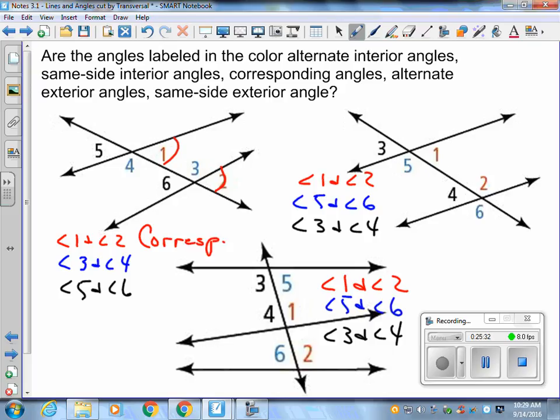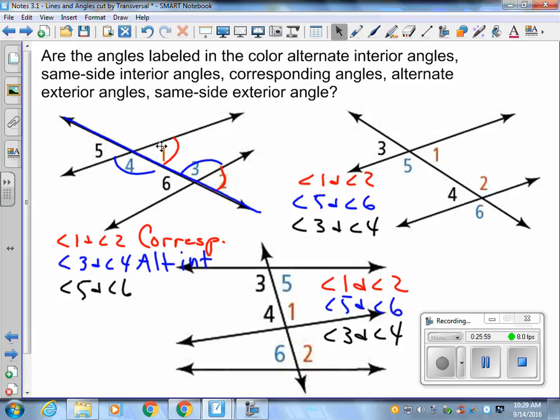All right, 3 and 4. What did y'all choose for the answer? I set up exterior. Okay, let's look at that. First of all, here's your transversal. Are they alternating? Yes. All right. Are they exterior? No. They're between the two parallel lines, so they're alternate interior angles. It's easy to do that sometimes.